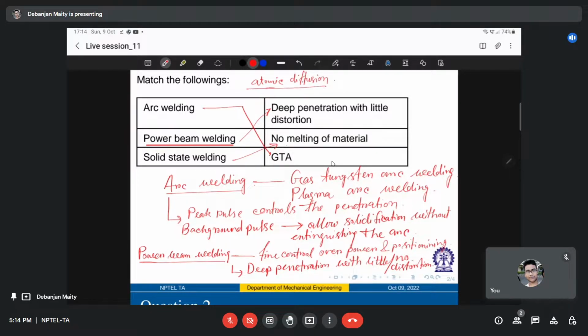In ultrasonic welding, there will be a sonotrode tip which is vibrated over the workpiece at a very high frequency and low amplitude. Because of this vibration, there is shear deformation at the interface, and because of that shear deformation, a joint is made at the interface, along with diffusion in the solid state.